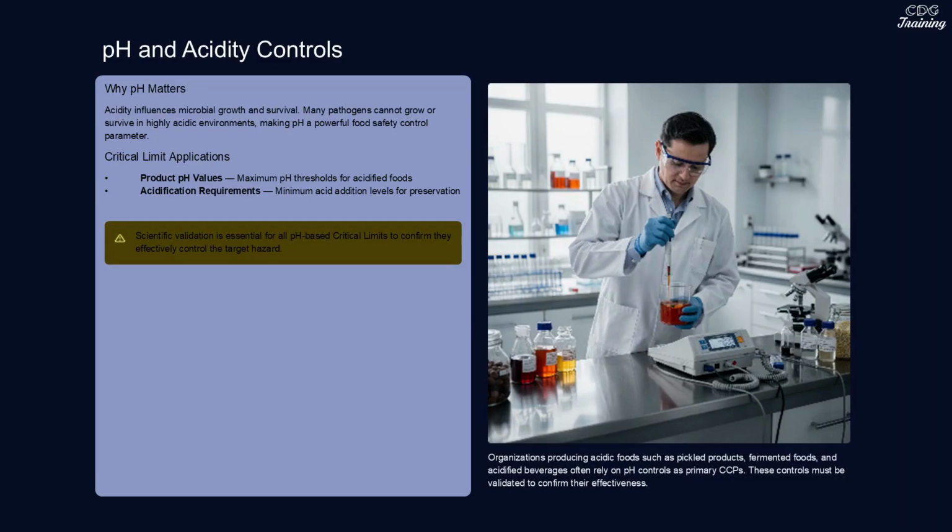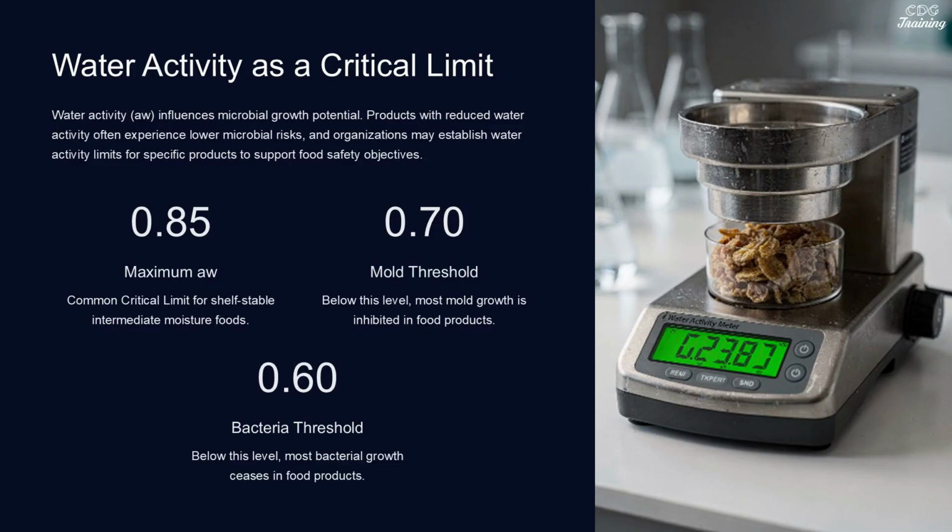Acidity influences microbial growth and survival. Many pathogens cannot grow or survive in highly acidic environments, making pH control a vital food safety control parameter. Water activity influences microbial growth potential. Products with reduced water activity often experience lower microbial risks, and organizations may establish water activity limits for specific products to support food safety objectives.